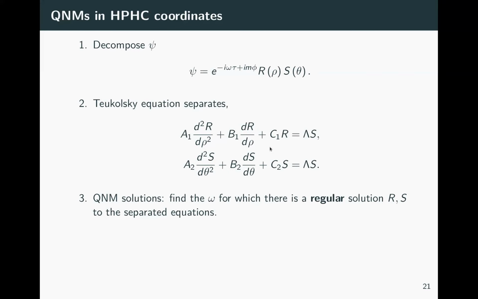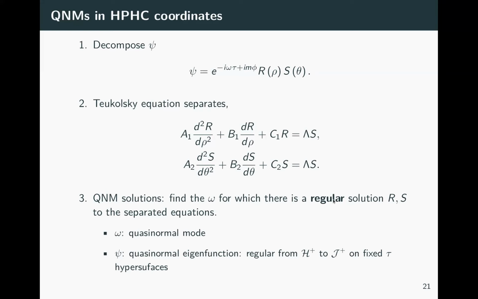Why is it regular? It's because the irregular solutions are the ones that don't have the right boundary conditions. I was emphasizing this earlier. With the correct boundary conditions, the solutions will be smooth and differentiable everywhere, while the solutions with incorrect boundary conditions will not be differentiable at your boundaries. So the solution technique can just be looking for regular solutions. That's the boundary condition you impose. And again, omega is the QNM frequency, and psi is your QNM eigenfunction. It's regular everywhere on your constant tau hypersurface.